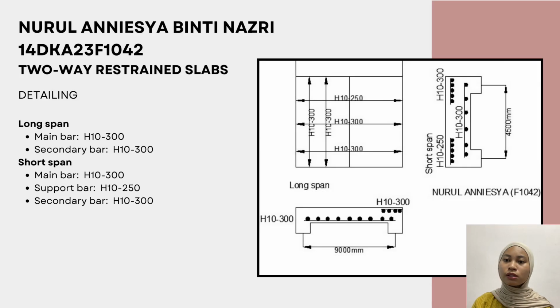So the reinforcement detailing is: long span main reinforcement is 10mm bar at 300mm spacing, and the secondary reinforcement is 10mm bar at 300mm spacing. The short span main reinforcement is 10mm bar at 300mm spacing, and the support reinforcement is 10mm bar at 250mm spacing. The secondary reinforcement is 10mm bar at 300mm spacing.